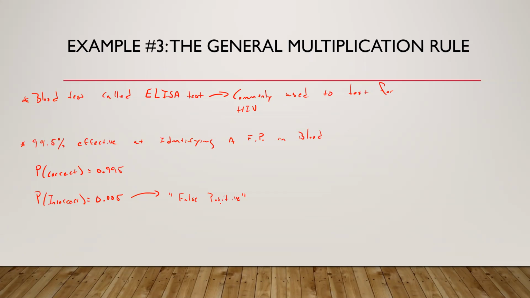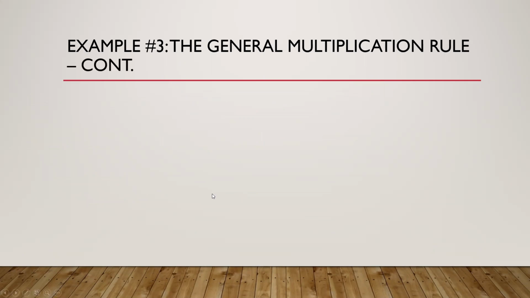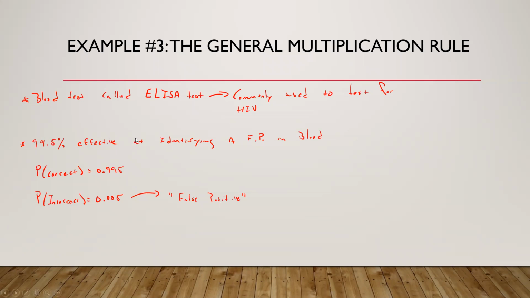All right, so I've got a couple questions for this. Everybody okay? Gotten the numbers written down? Everybody good? So just remember, 0.995 is the probability it's correct. 0.005 is the probability it's incorrect. Okay.